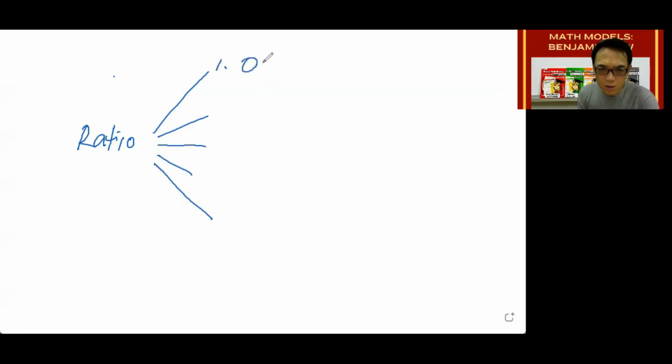And here we go. First, in ratio, we need to understand that there are essentially 5 types of ratio questions. The first kind is what we call a one variable unchanged question. All right, this is the first type.